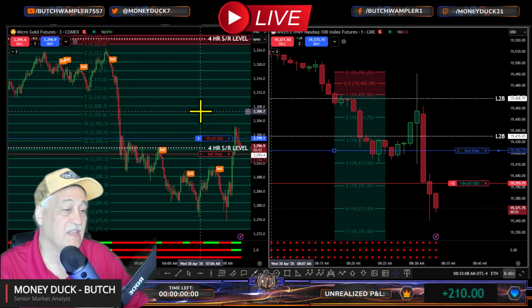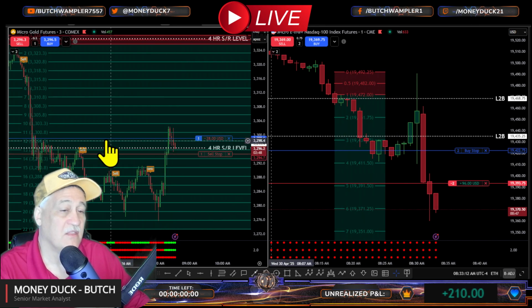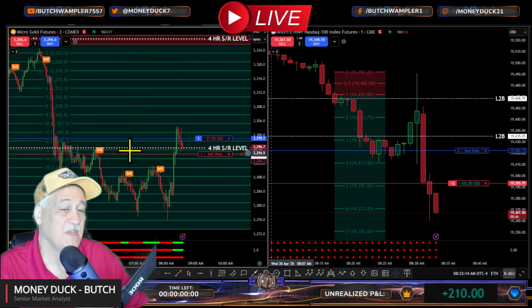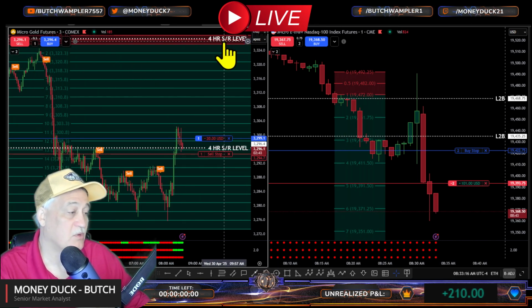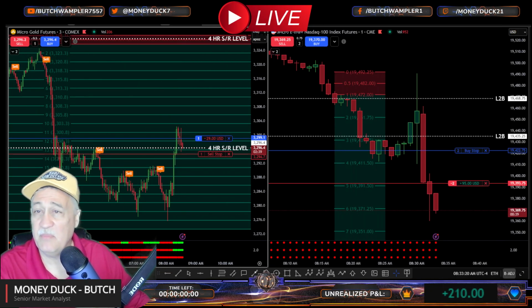So the reason I'm in long now is because it is broken back up through that 4-hour level. So these 4-hour levels, support and resistance levels, are strong price levels, and we want to pay attention to those.